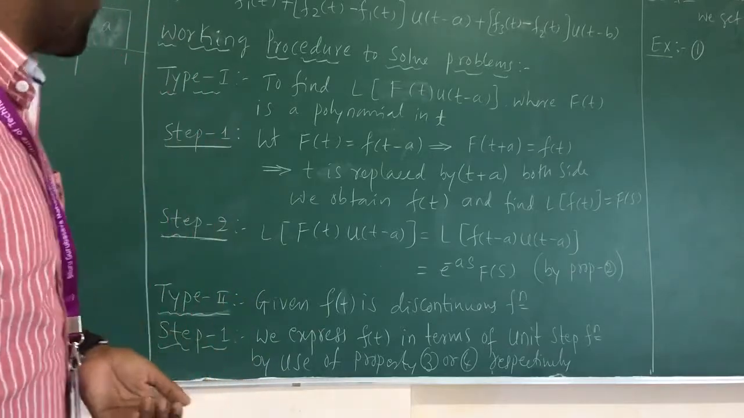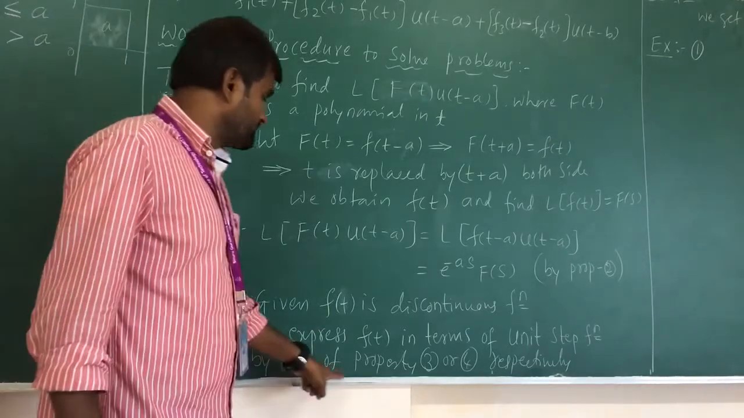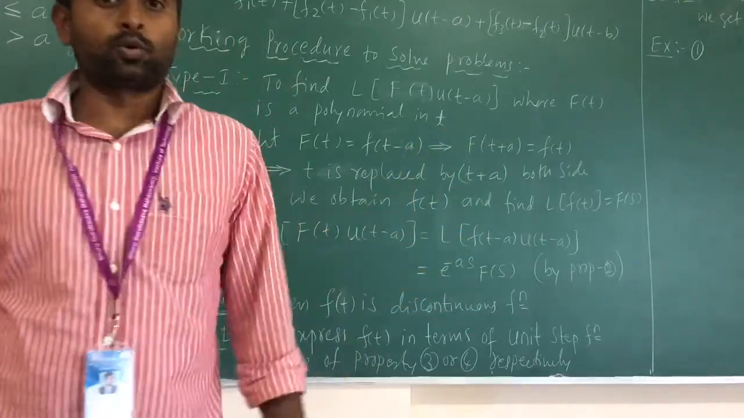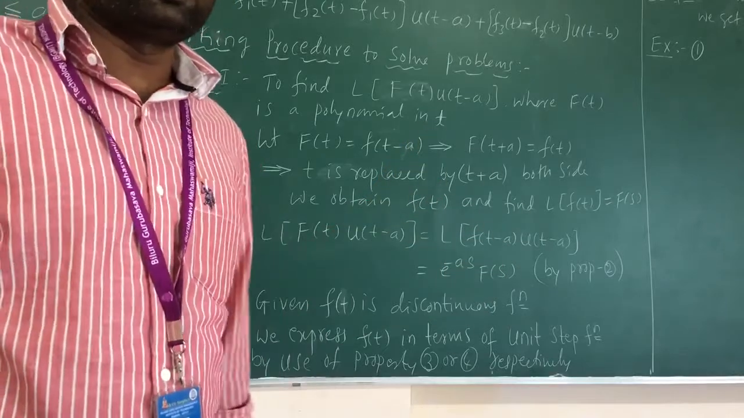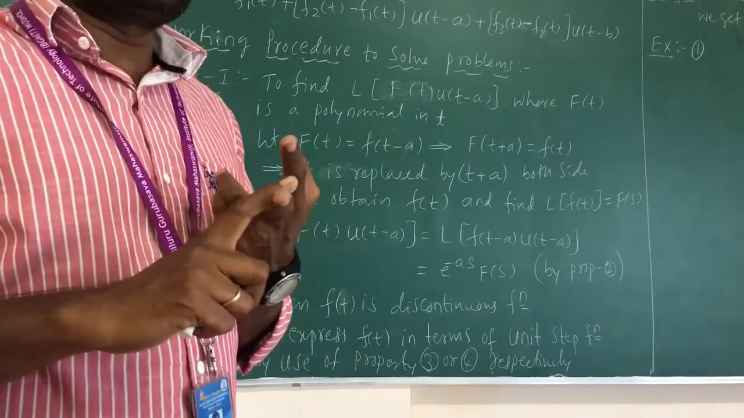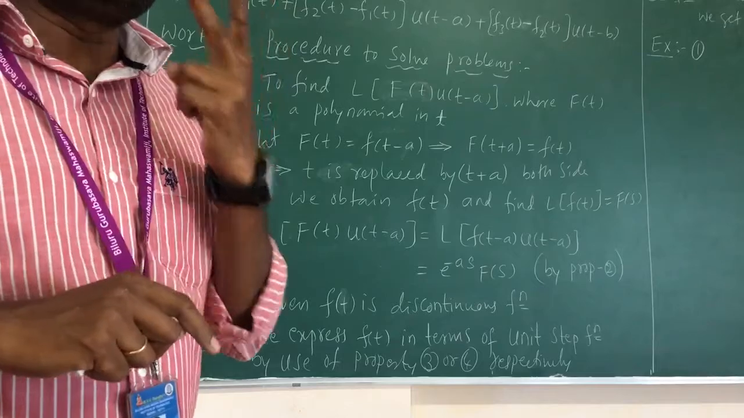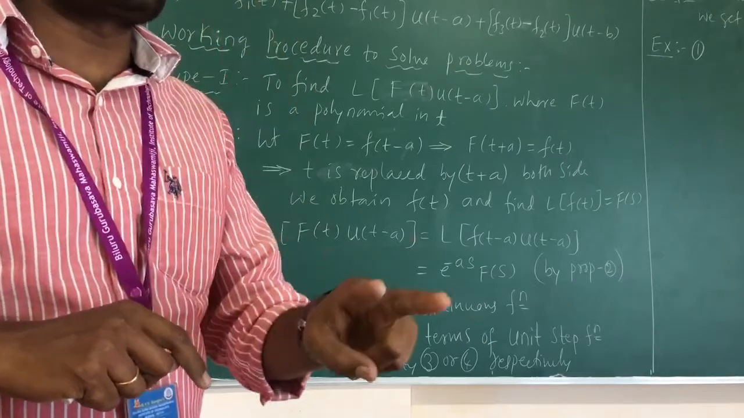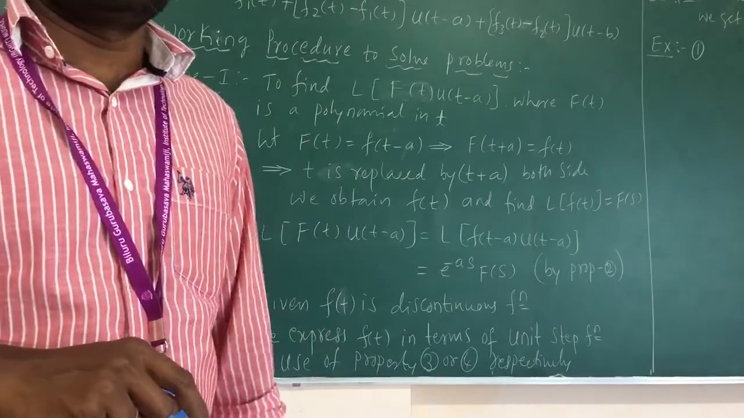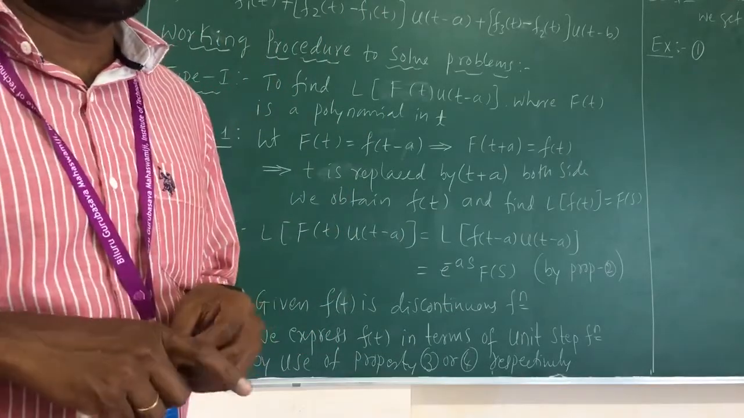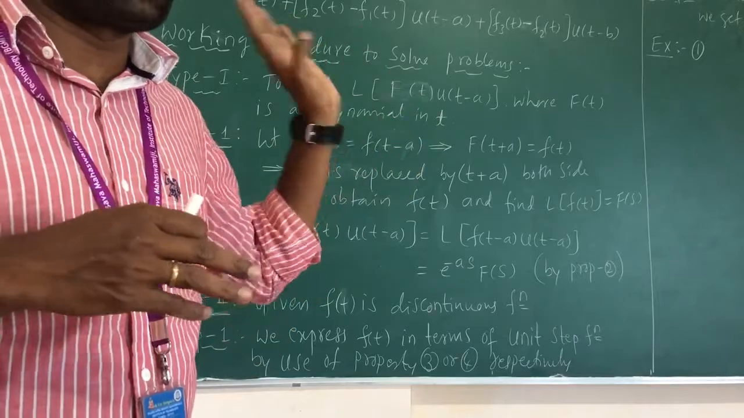Right, by use of property 3 and 4 respectively. Third property, if you have only 2 sub-functions, use property 3. If you have 3 sub-functions, use property 4. Similar and so on. So whichever property applies, we need to proceed accordingly.